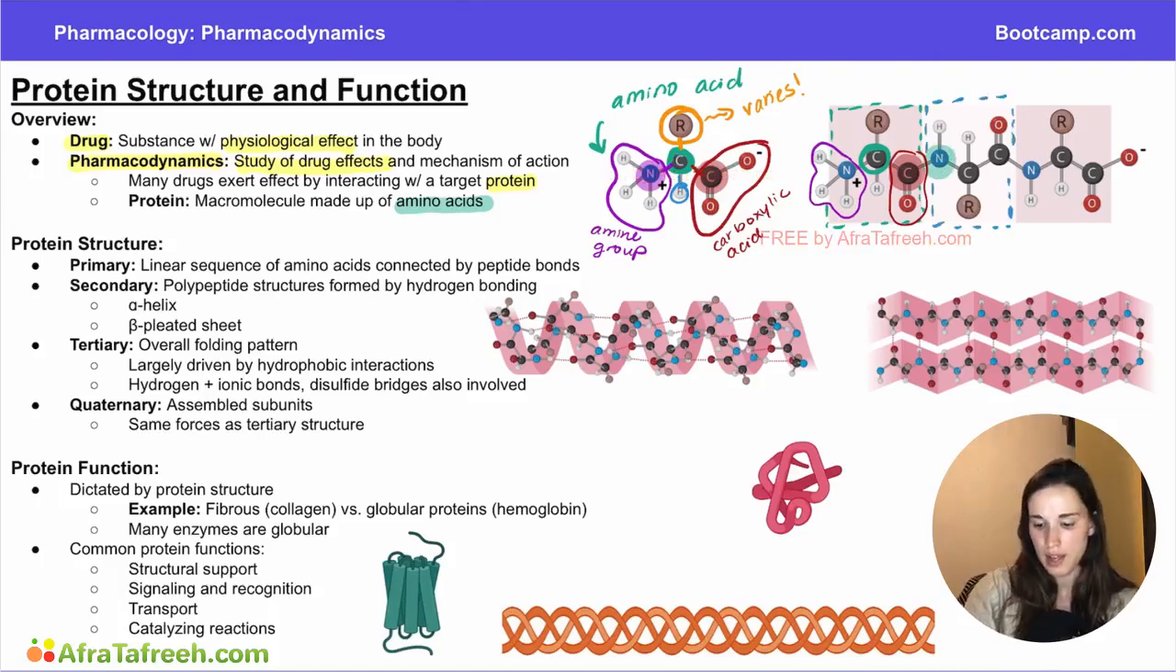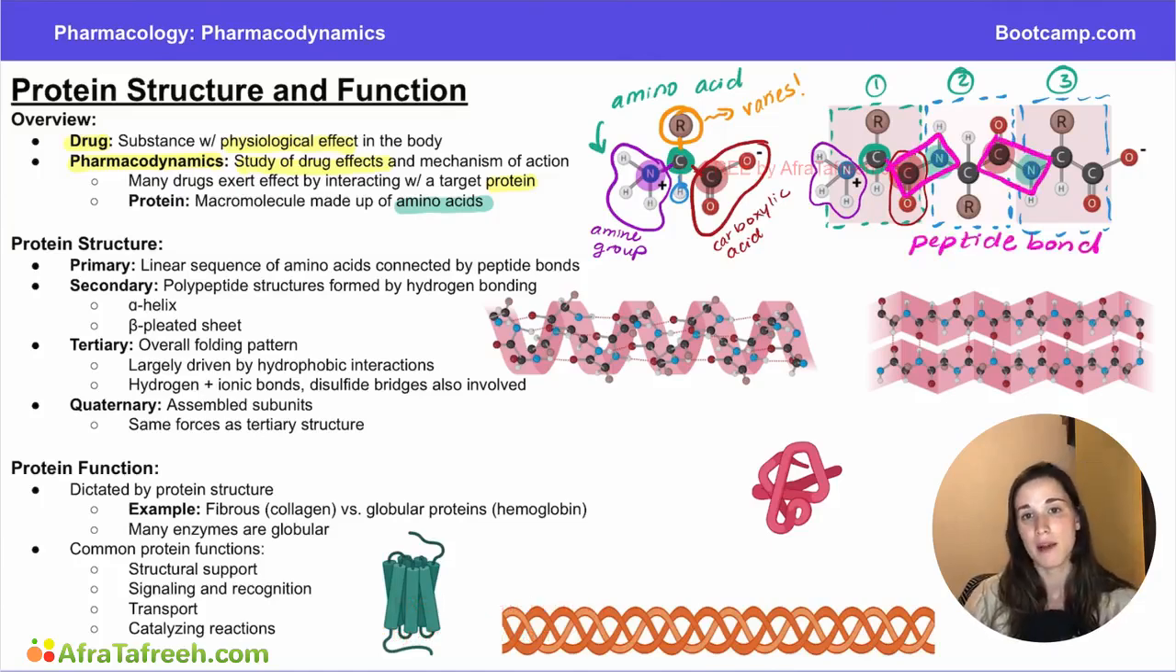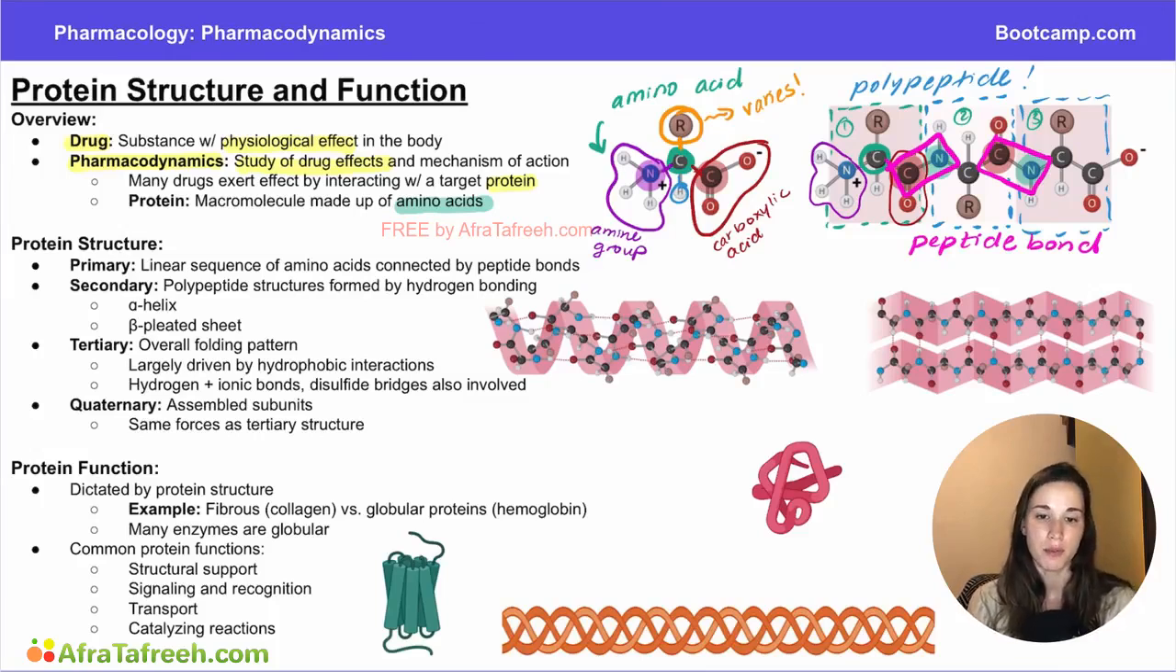And then over here at the end, we have the third amino acid, and it is also forming a bond with the carboxyl carbon in the second amino acid. This bond that forms between amino acids is known as a peptide bond. A chain of multiple amino acids bound together with these peptide bonds is known as a polypeptide. Once a polypeptide contains enough amino acids that it begins forming more complex structures and serving a function in the body, it can be referred to as a protein.